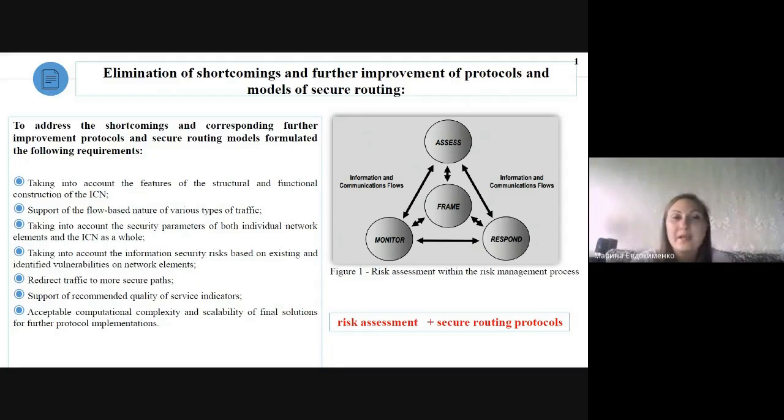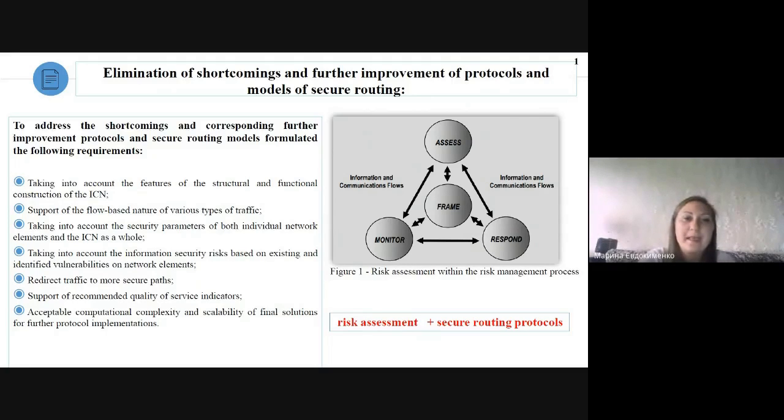So, as a result of the analysis of existing protocol solutions, it is noted that improving the efficiency of secure routing solutions usually requires appropriate improvement of existing and development of new approaches, models and methods based on adequate consideration of information about the state of the network, like network topology, flow characteristics, bandwidth, network security indicators of elements, and so on. To address the shortcomings and for further improvement of protocols and secure routing models, we formulated the following requirements, as you see on slide number 1.